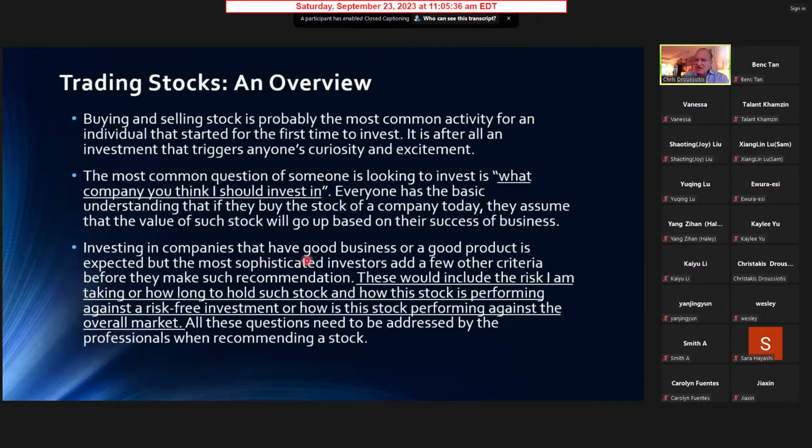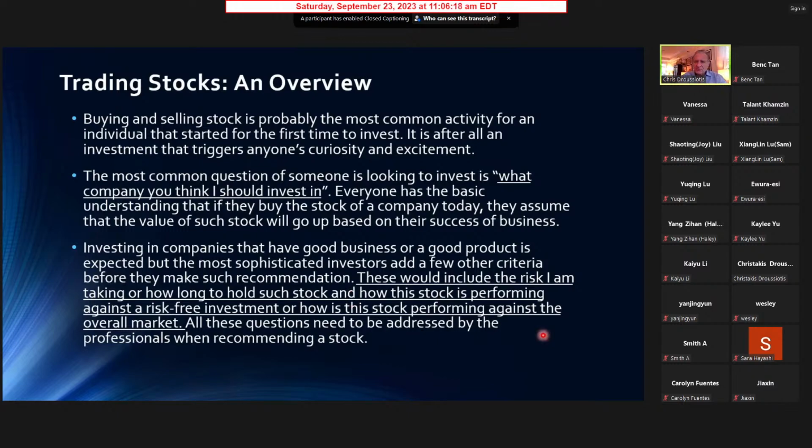Now, investing in companies that have good businesses and good products is, of course, expected even of the most sophisticated investors. They add a few criteria. If you look at the sophisticated investors that you pay money to, the active investors, they have some criteria that they use all the time, and they come up with recommendations. We're going to discuss some of those criteria today. What do those expert analysts do? What kind of work do they do to make sure it's a good stock to buy, and they get paid a lot of money just to recommend?